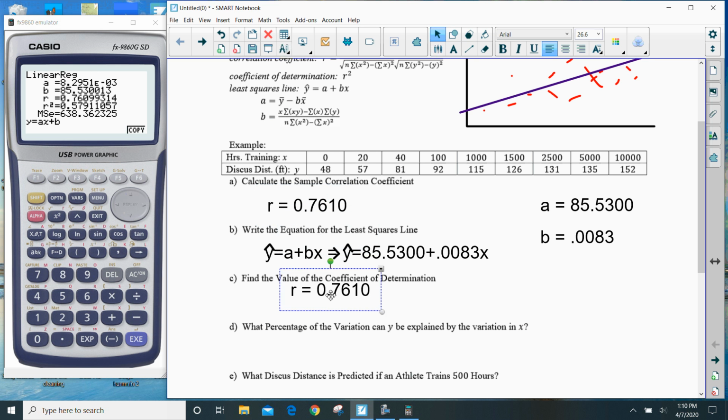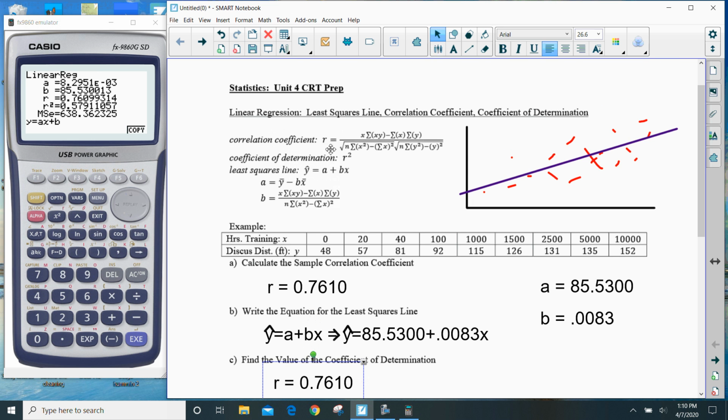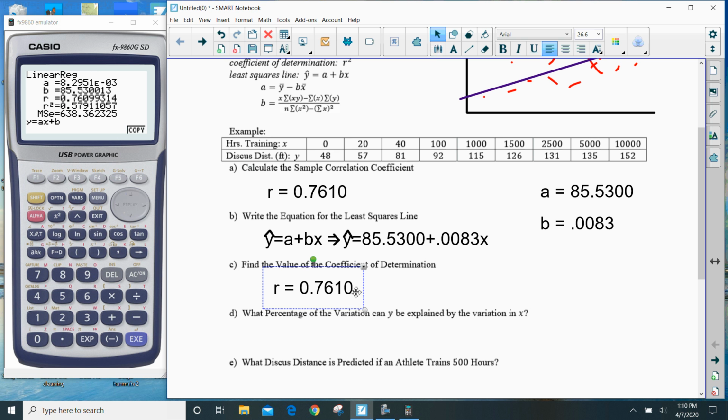Next is the value of the coefficient of determination. Coefficient of determination is r squared, and they straight up say what it is. It's just this number squared, but they already did all the dirty work for you. So that's 0.5791.